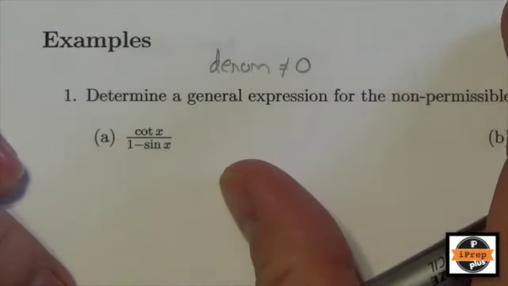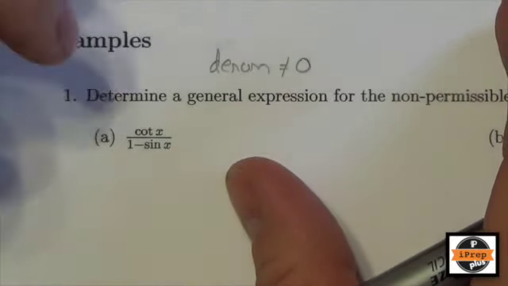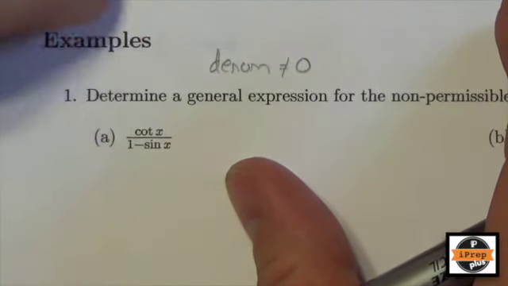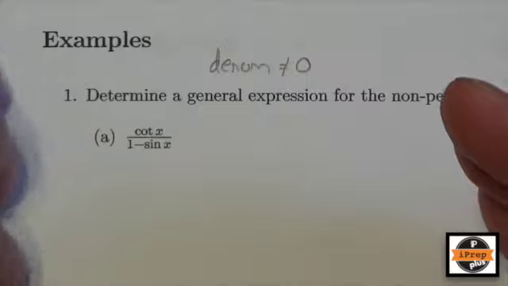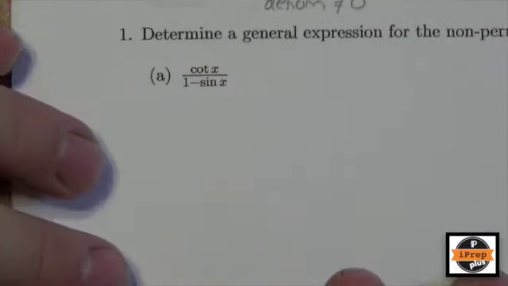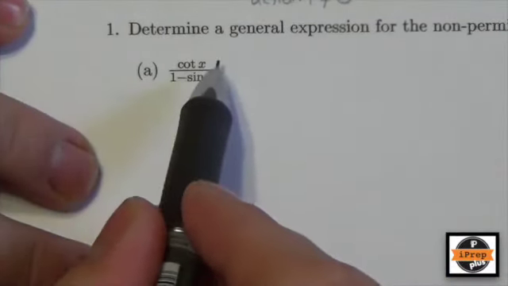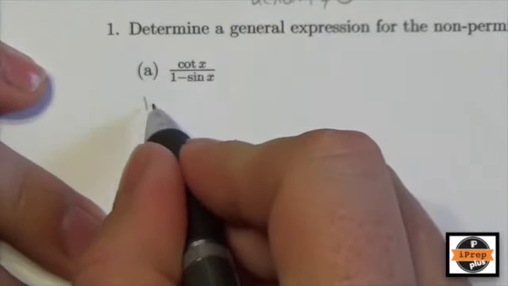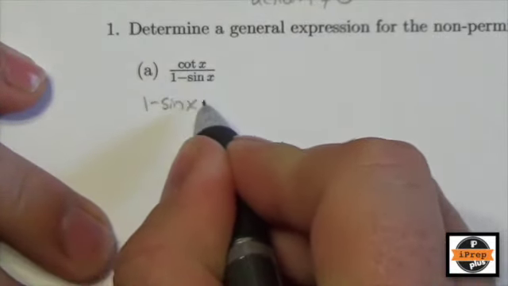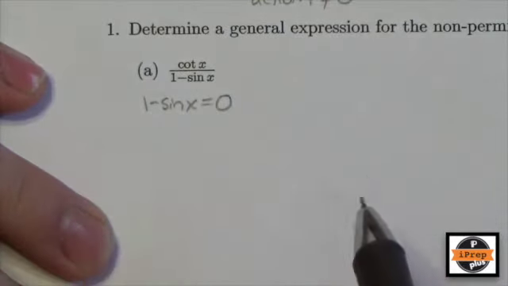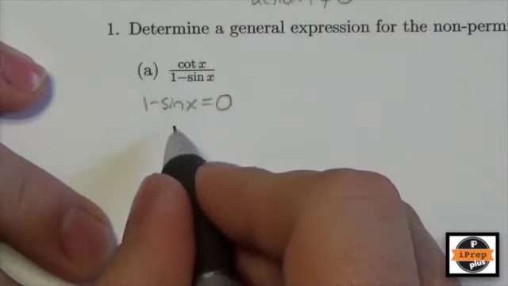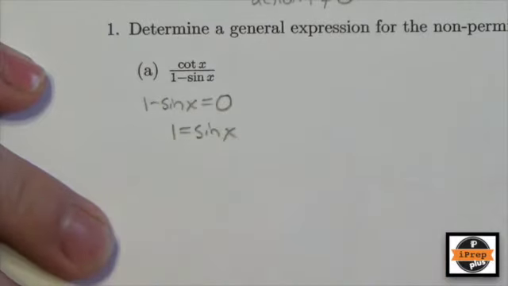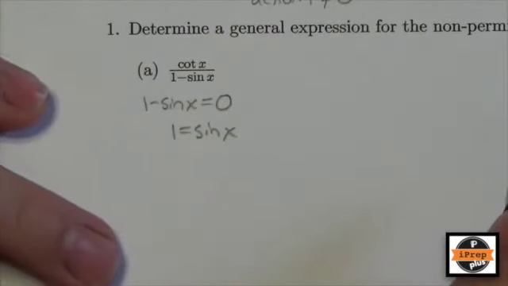That's sine and cosine. Tangent has a denominator. Cotangent has a denominator, so does cosecant and secant. They've all got denominators, and so they all come with their own set of non-permissibles. So when we take a look at this first question, cotangent of x over 1 minus sine of x, the very first thing we might want to do is figure out for what values of x does 1 minus sine of x become 0. Bring the sine of x over, and that occurs when the sine of x is equal to 1.